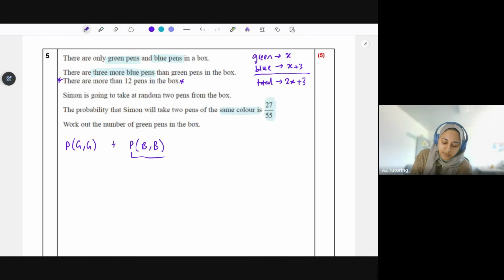So you times them in for these two inside, you times them when you're working them out, but you add them together once you find out the two probabilities that you found. Okay, and the total of that equals 27 out of 55. There's no other possibility. We could only have green, green, or we could have blue, blue. That's the only way we can have two pens of the same color.